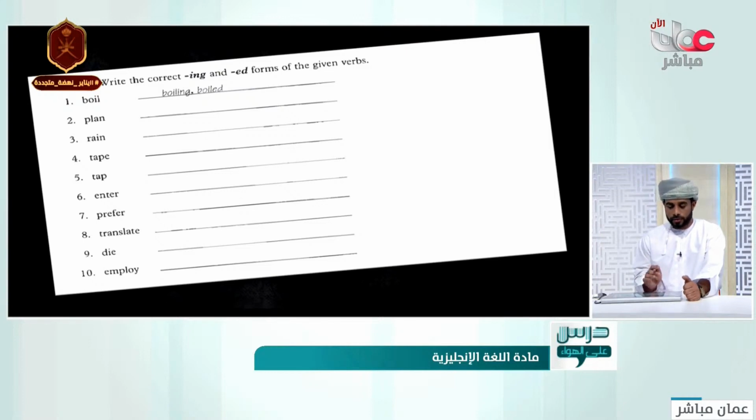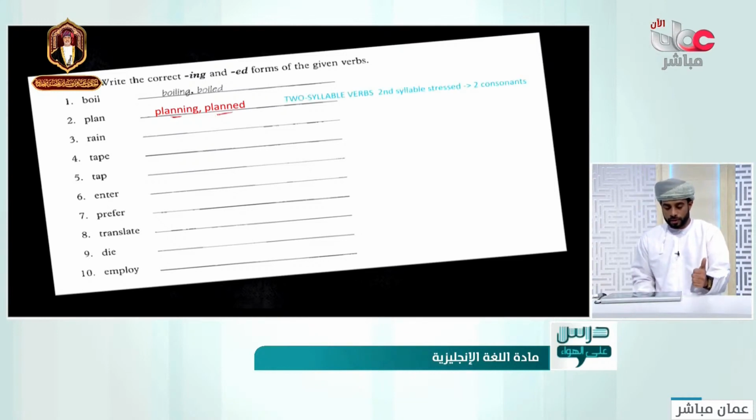It ends with what? Planning. We doubled the consonant here. Why is that? Because it is a two syllable verb, plan, and the stress is in the second syllable, as we said. It is a two syllable verb. The second syllable is stressed. So we double the consonant.